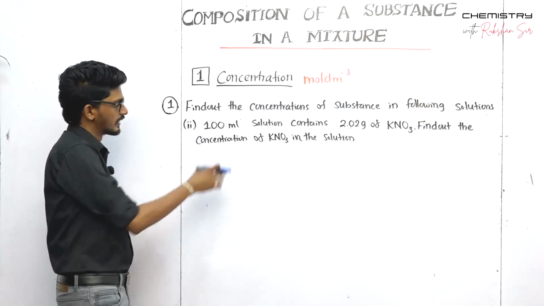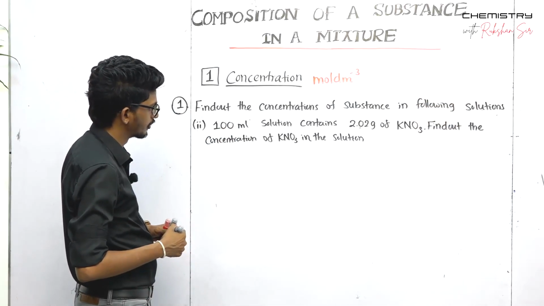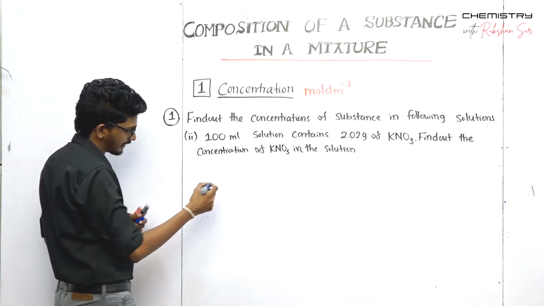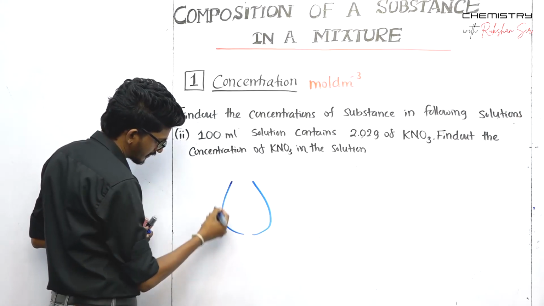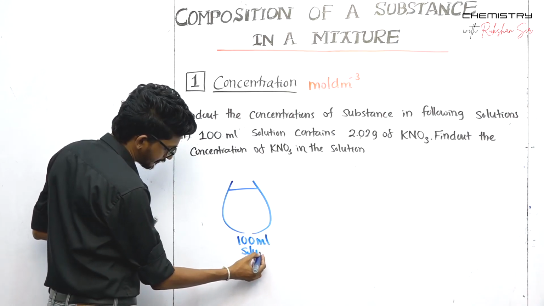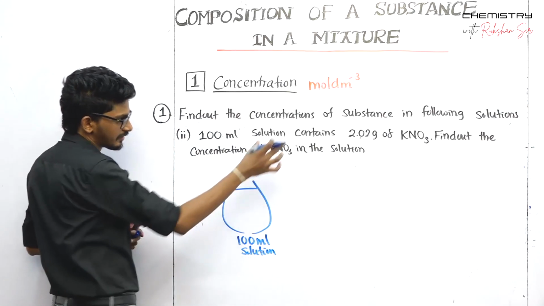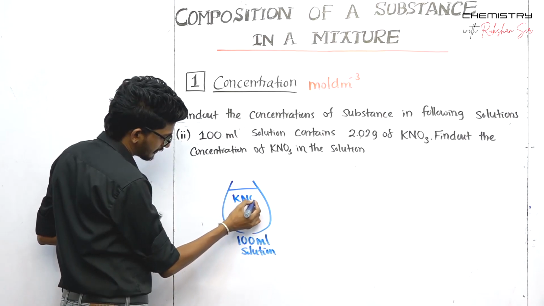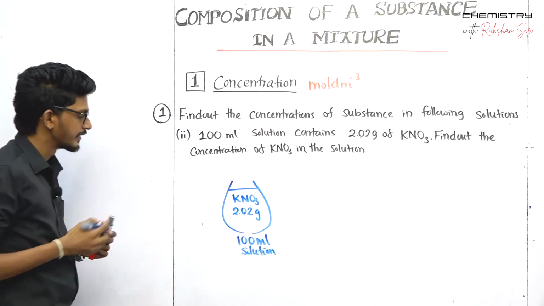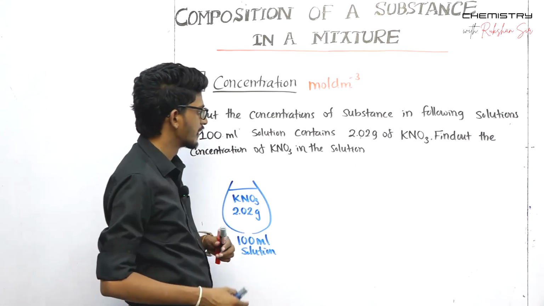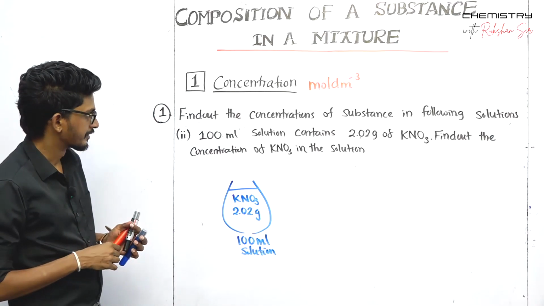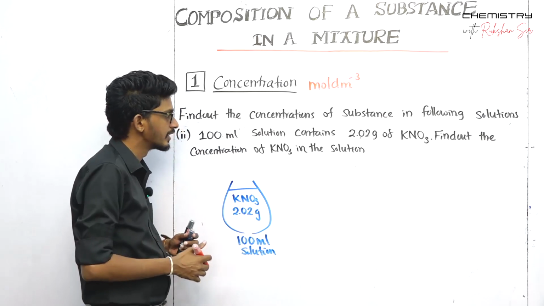This is the question: 100 milliliters of solution contains 2.02 grams of KNO3. So you have 100 milliliters of the solution that contains some KNO3, the amount is 2.02 grams. They are asking for the concentration of KNO3 in this solution. So what do we need to do? Concentration means the moles value should be divided by the dm^3 value.